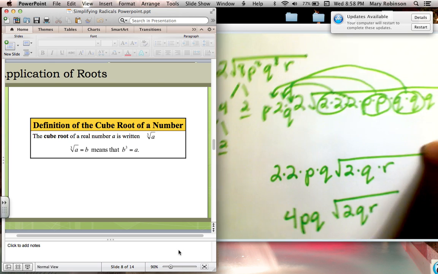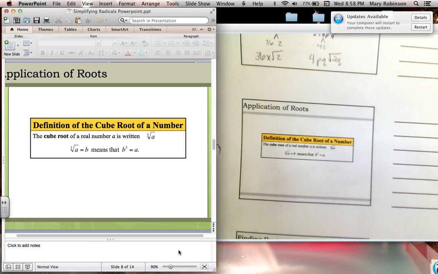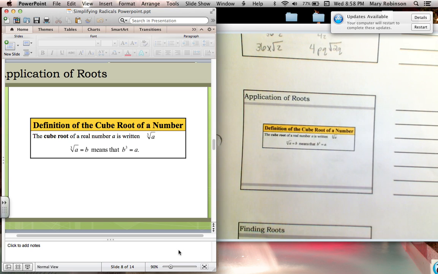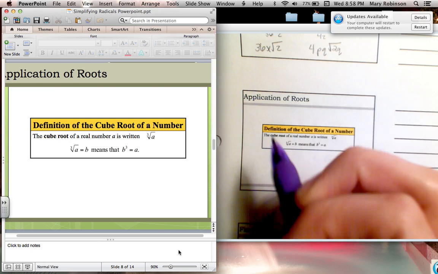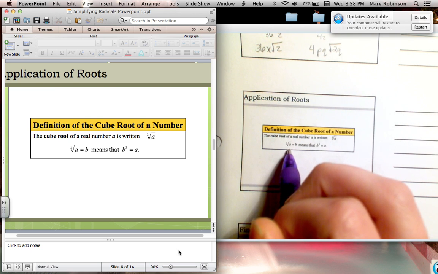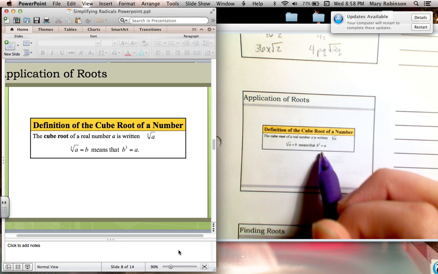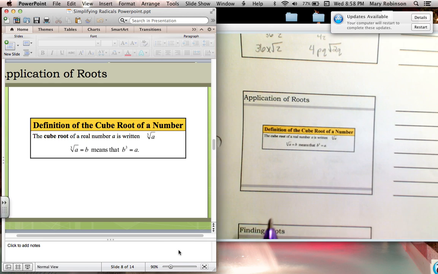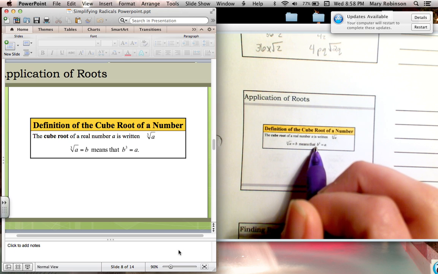So now we're getting into cube roots. So when we have a cube root, a cube root is when there's a little 3 in front of our radical. Okay? It just means it's a cube root. So the cube root of a equals b means that b cubed equals a. Does that make sense? If the cube root of a equals b, then b cubed equals a.